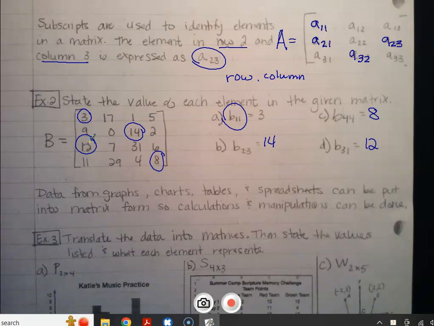No, no. This is just identifying the parts, because this is not where it gets hard. It gets hard when we're adding. We're going to add matrices, and we're going to subtract them, and that starts tomorrow. And is that just going to be like we take the B11 plus the B44, so it'd be 3 plus 8, kind of? Kind of.